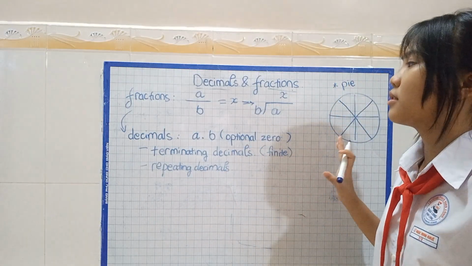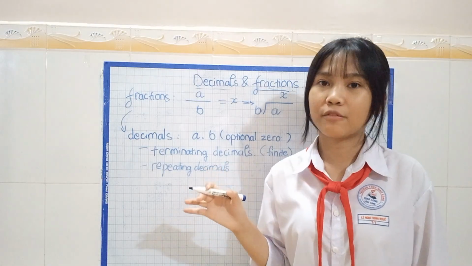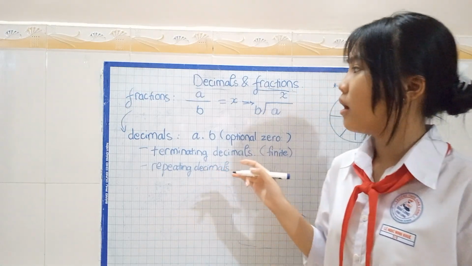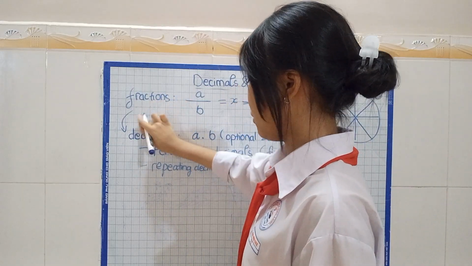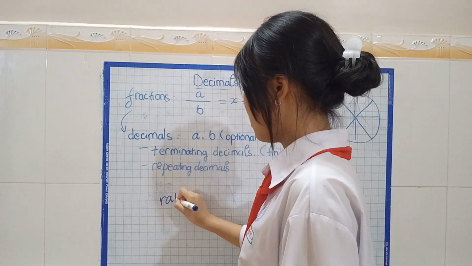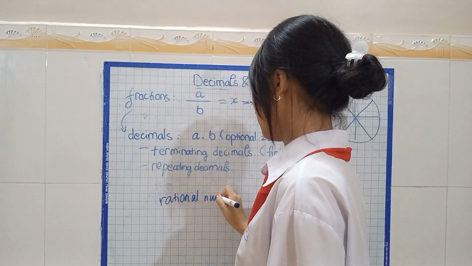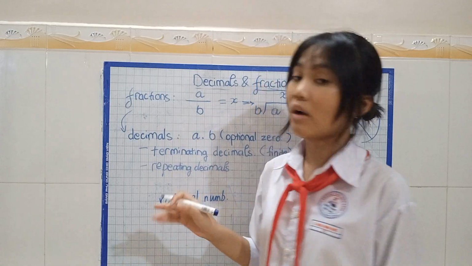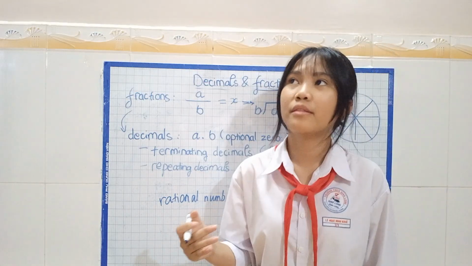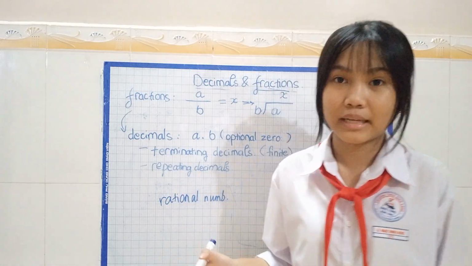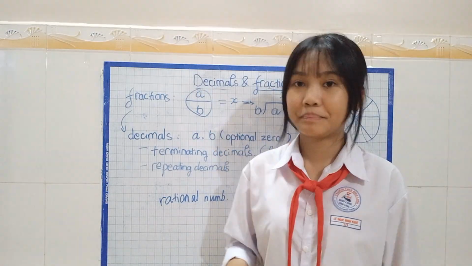Now, alright, first, let's talk about what a fraction is. A fraction is the way for us to write and represent a rational number. What is a rational number? A rational number is a phrase for numbers that can be represented by fractions, which means that it can be represented in this formula.